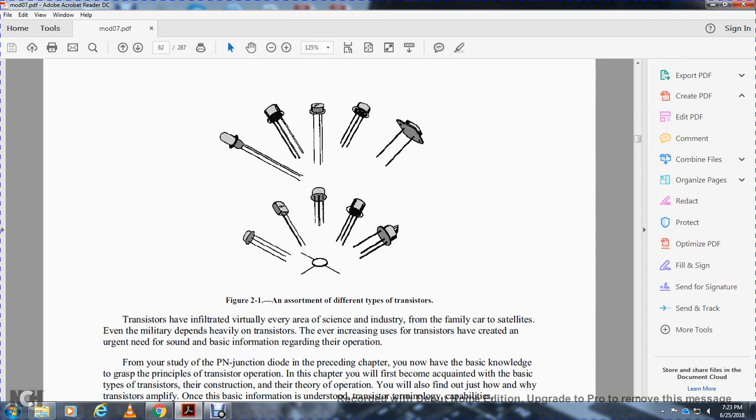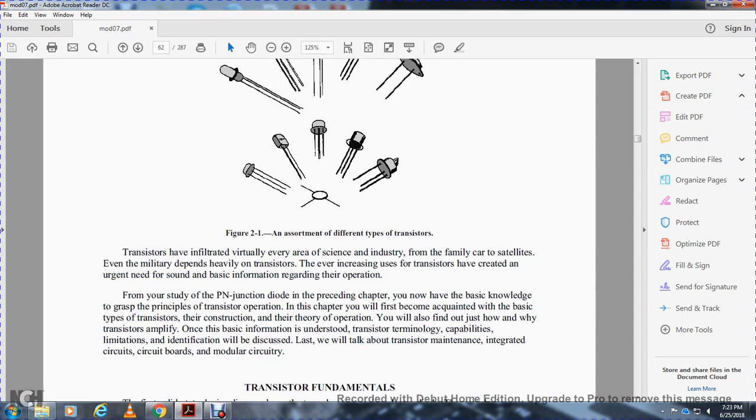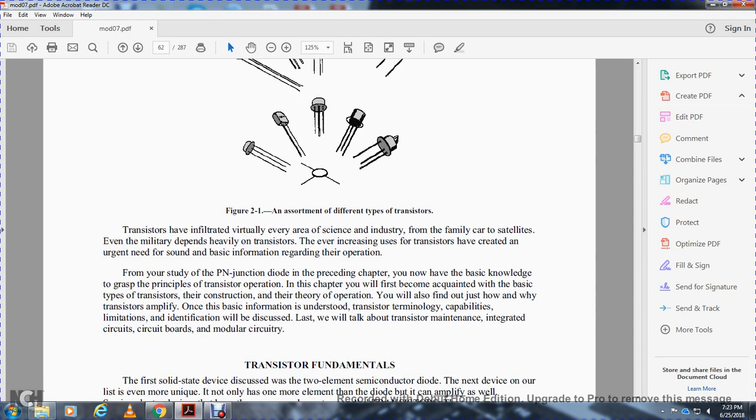Transistors have infiltrated virtually everywhere in the scientific industry, and even the military depends heavily on the transistor. The increased use of transistors has created an urgent need for sound and basic information regarding their operation. From your study of the positive-negative junction diode in the preceding chapter, you now have the basic knowledge to grasp the principles of the transistor.